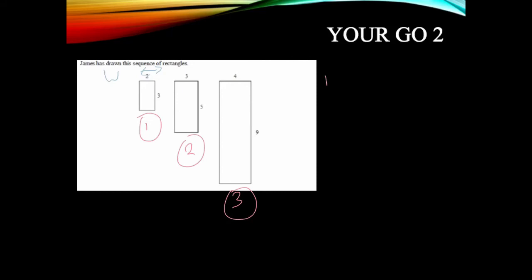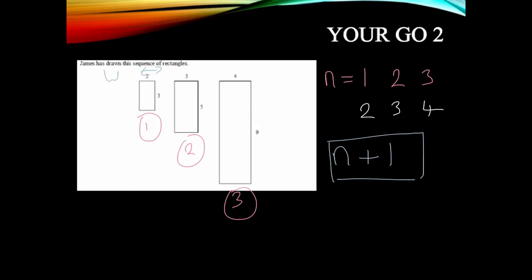Okay, so let's see, we've got n, or pattern number, is 1, 2, 3. The widths of those were 2, 3, and 4. Do we spot a relationship between them? Well, yes we do. Each one's been added 1 on each time, so the nth term is n plus 1. It's just 1 more than the sequence number of this rectangle. Hopefully you got that one too. A little bit abstract, but not a particularly difficult answer, but sometimes picking out these easier answers from what looks like a difficult question is a really good skill to have.